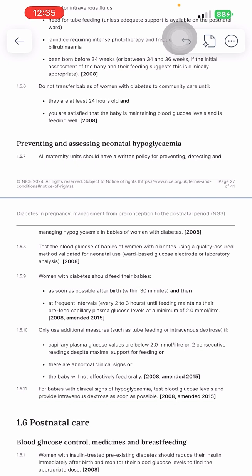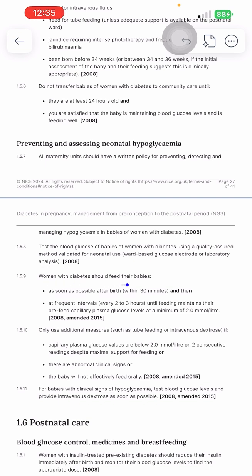Then, preventing and assessing neonatal hypoglycemia. All maternities should have a written policy for preventing, detecting, and managing hypoglycemia in babies of women with diabetes. Test the blood glucose level of the baby of a woman with diabetes using a quality assured method validated for neonatal use, such as a blood glucose electrode or laboratory analysis.